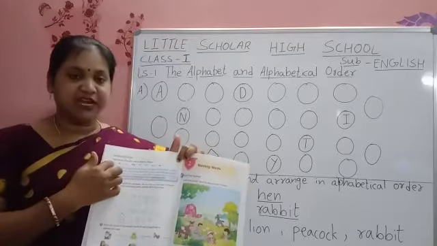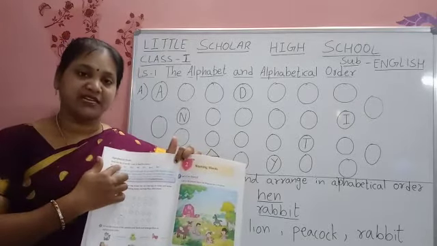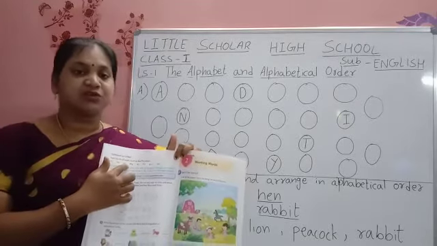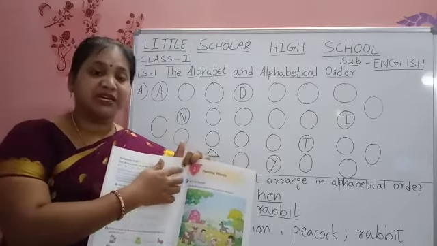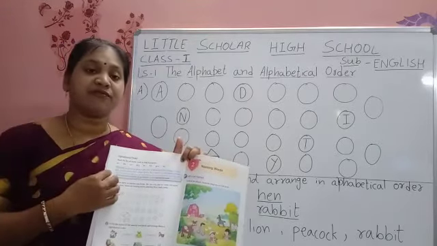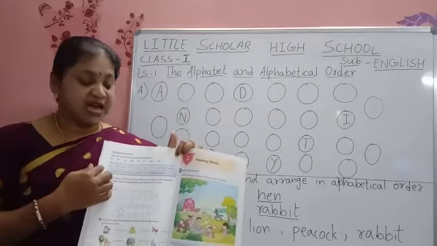Like after A-N-T, they gave B-A-T, bat. After that C-A-T, cat. So this is known as alphabetical order. Writing words in order of the alphabet is known as alphabetical order.